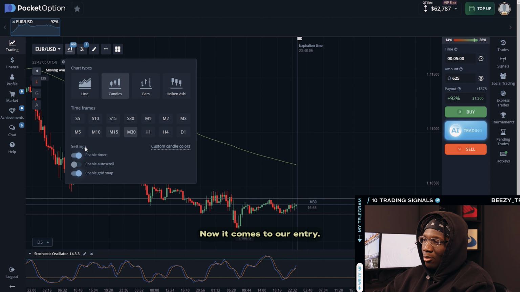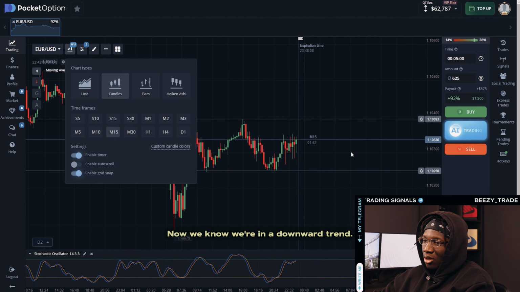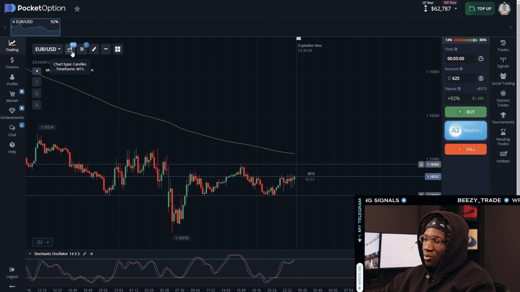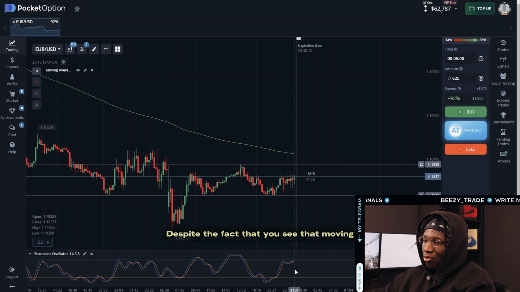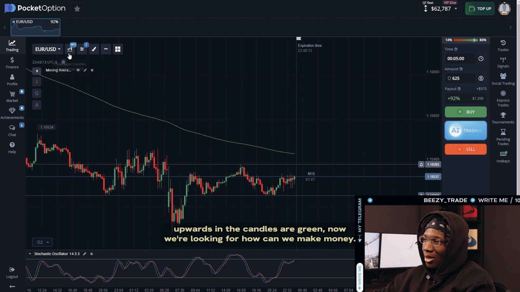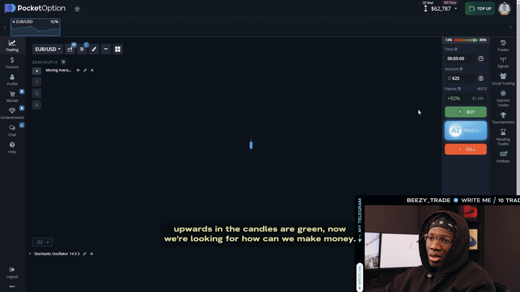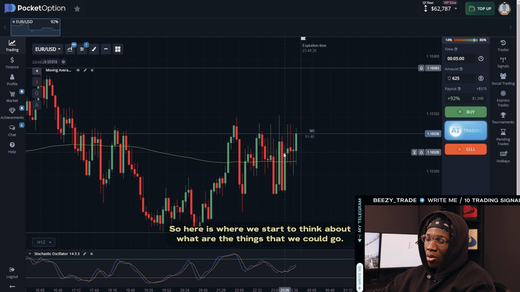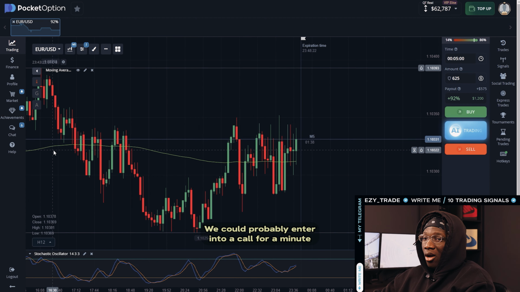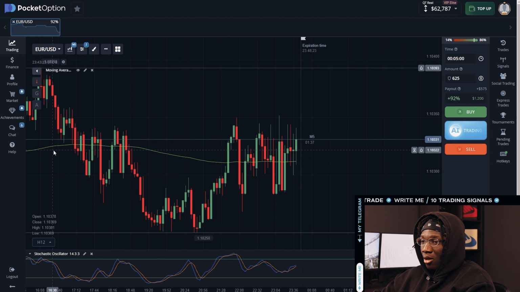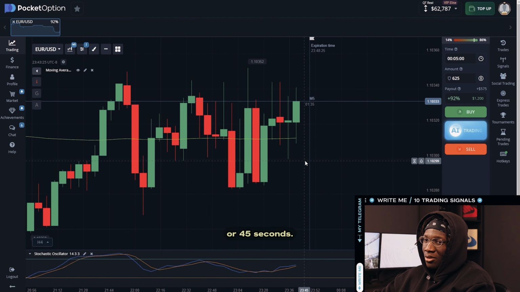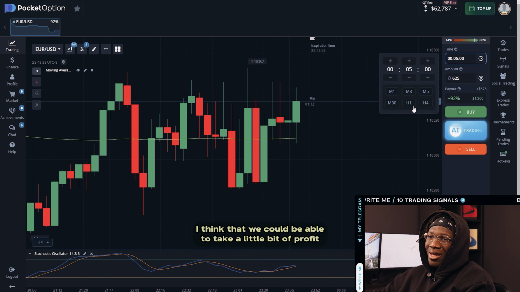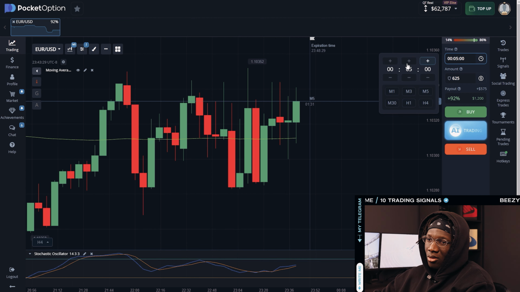Now it comes to our entry. We know we're in a downward trend, despite the fact that you see it moving upwards and the candles are green. Now we're looking for how we can make money. So here is where we start to think about what we could do. We could probably enter into a call for a minute, or for 5 seconds. I think that we could take a little bit of profit off of this.